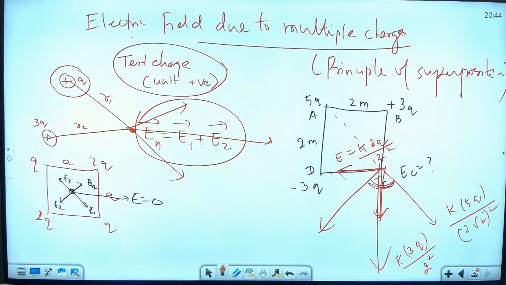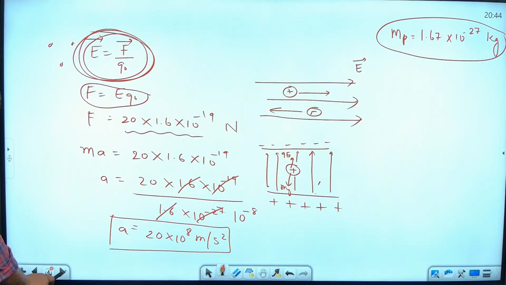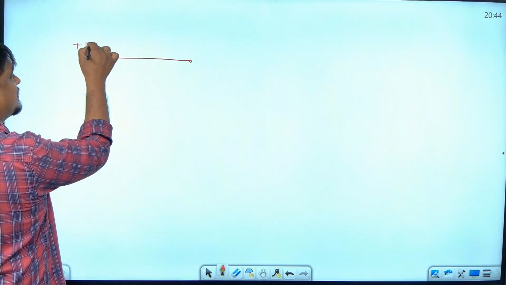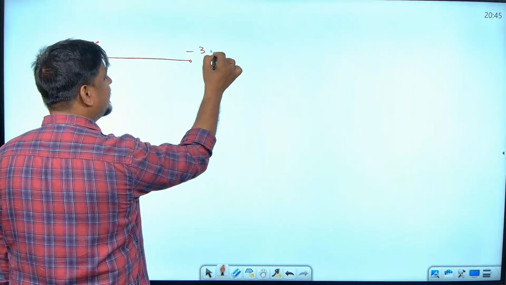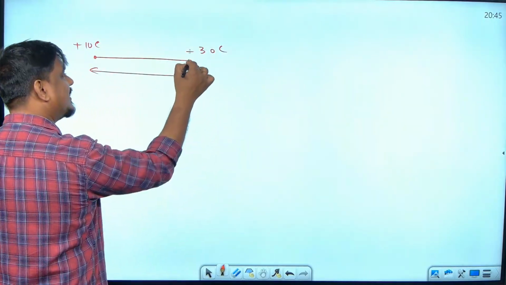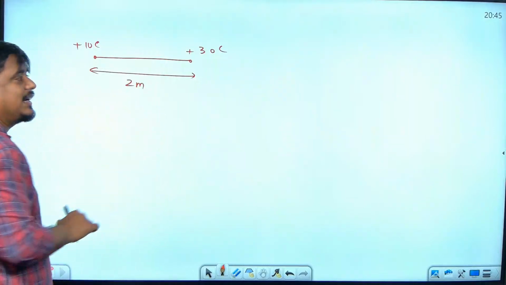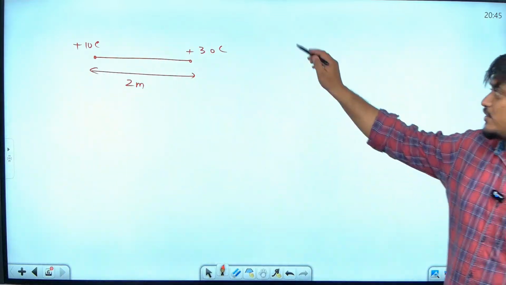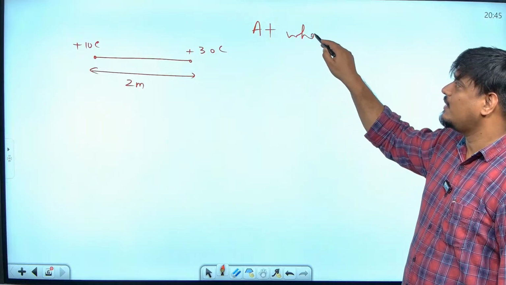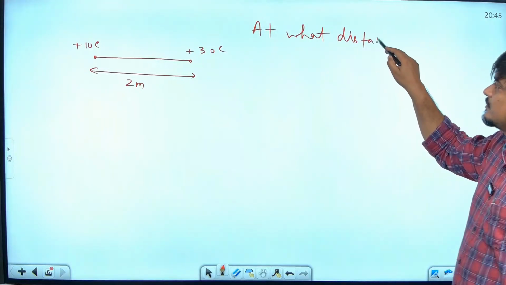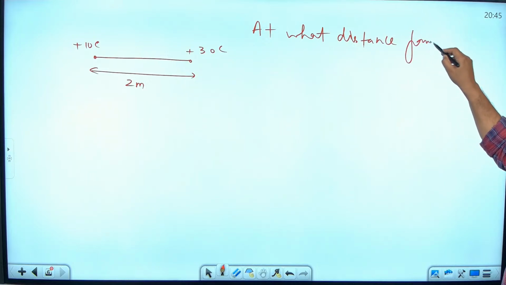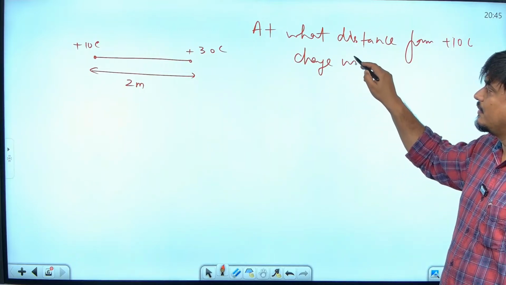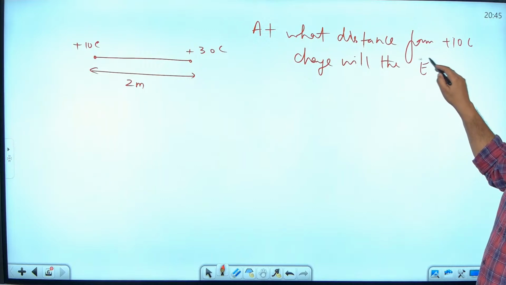So next category of question is, they will ask you what happens, or suppose two charges are given, plus 10 coulomb and plus 30 coulomb, having a distance of 2 meter, and they may ask you at what distance from plus 2 coulomb charge will the electric field be 0? Take the question fast, all of you start solving.